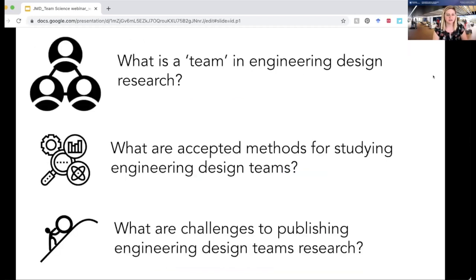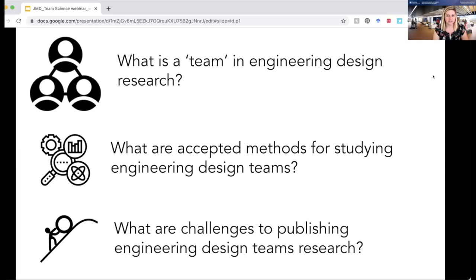There are three key areas that I'm going to focus my specific questions on for our authors today. First is the question of what is a team in engineering design research? I encourage you all to think about this as we go through it. You'll see the papers selected to present today come at teams research from a wide variety of angles. The second one: what are accepted methods for studying engineering design teams?